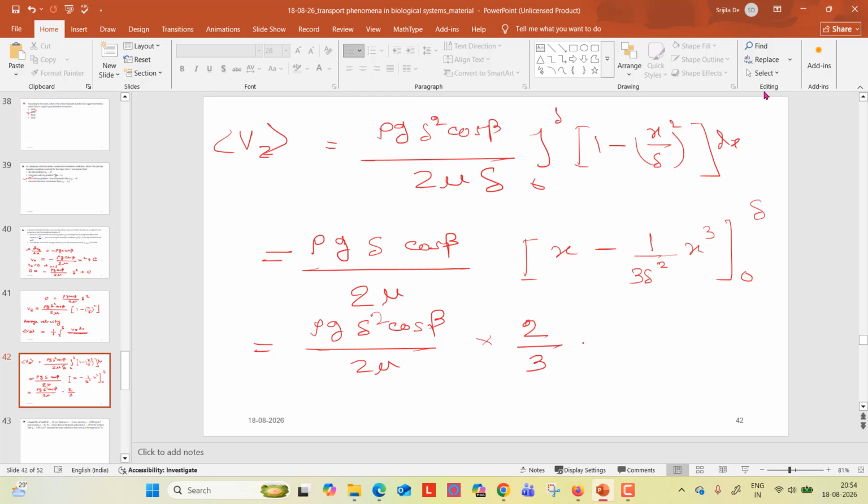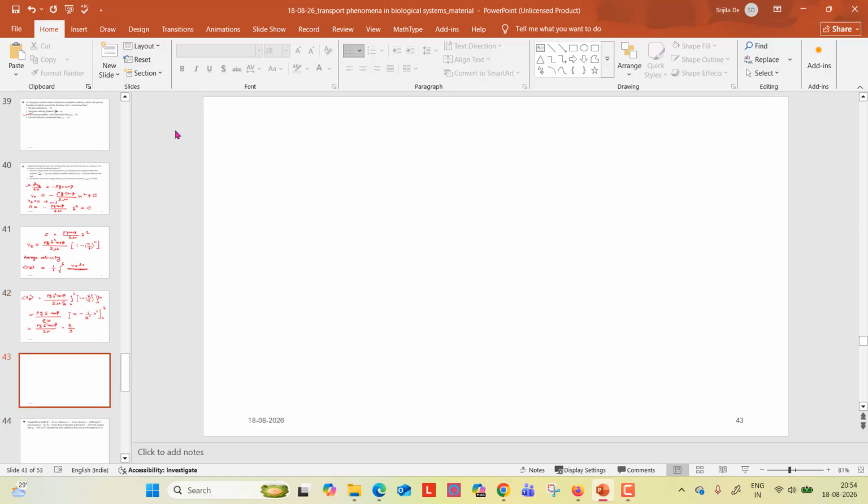Next is the ratio of maximum velocity. So vz max.